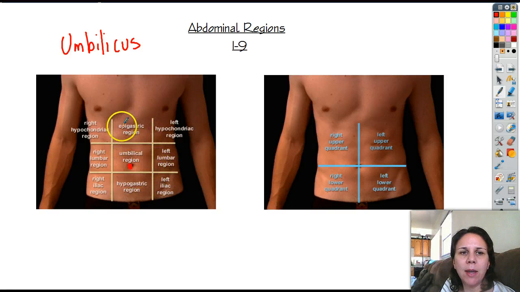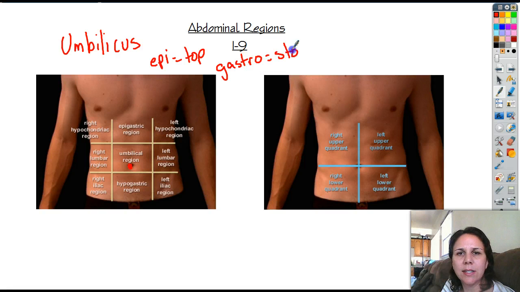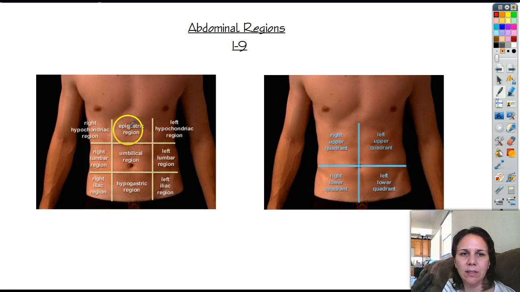Now directly above that we have epigastric. Epi means on top of. And gastric is stomach. So like gastritis, gastrointestinal. So gastro is stomach. So if we think about this, this is kind of up top, so it's above the stomach. Now technically the stomach is actually right here. But in this case, that's what the word means, even though it's not necessarily completely accurate. So we have the umbilical region and then the epigastric region.